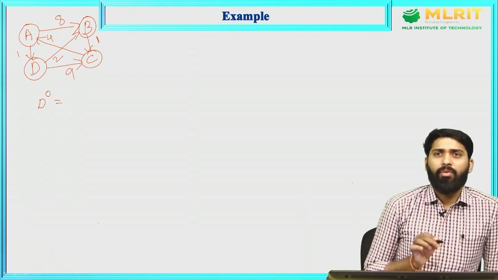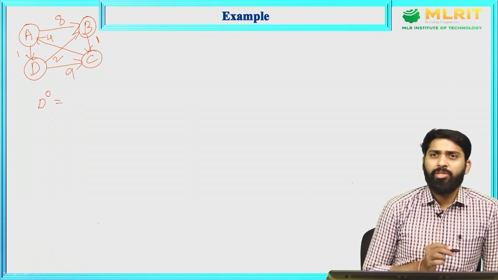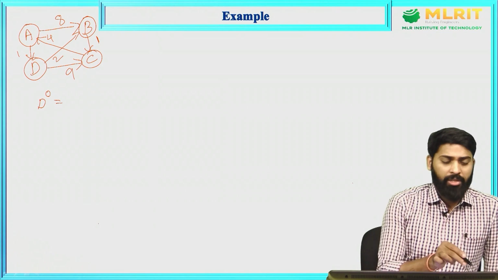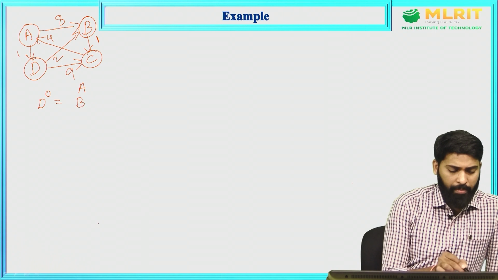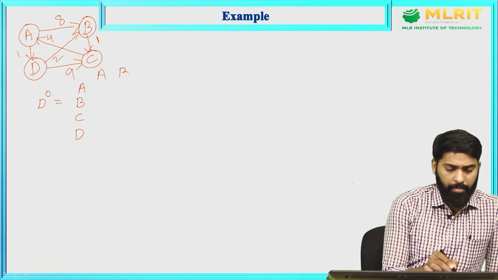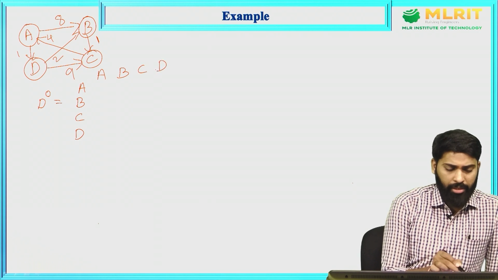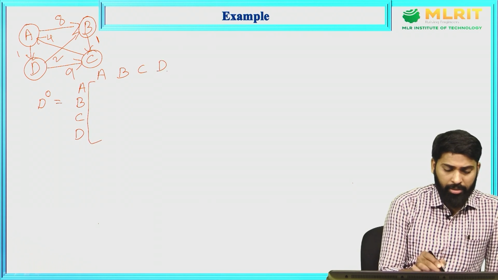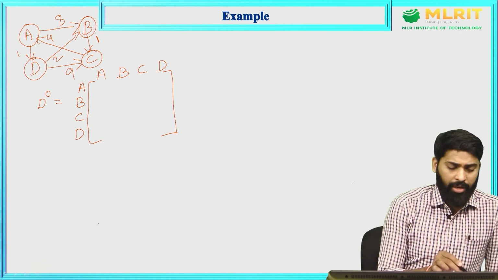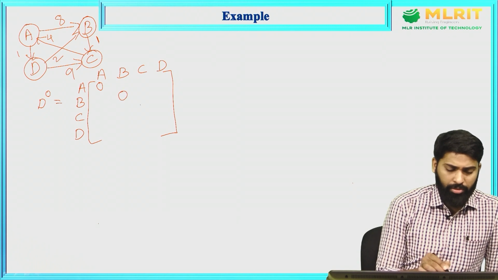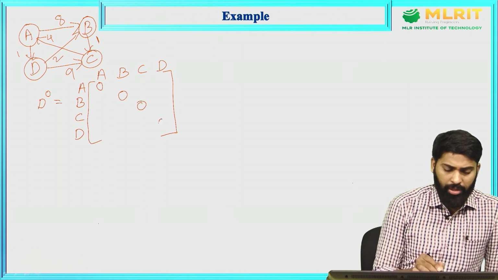What is the size of D naught? That is based on the number of vertices. Here the vertices are 4, so 4 into 4, with rows and columns A, B, C, D. So, this is D naught. Now, we fill the matrix. A to A distance is 0, B to B 0, C to C 0, D to D 0.